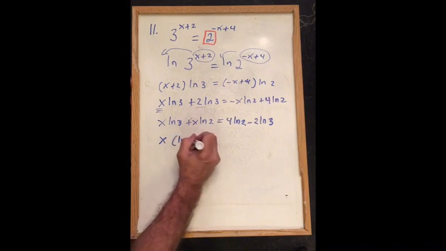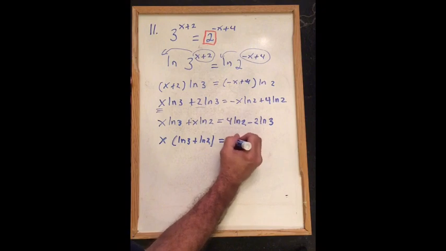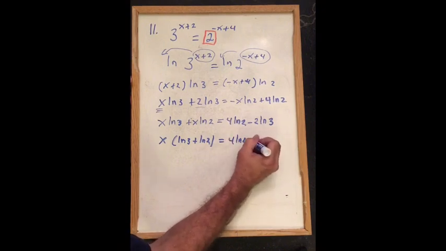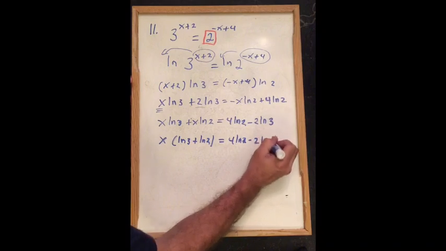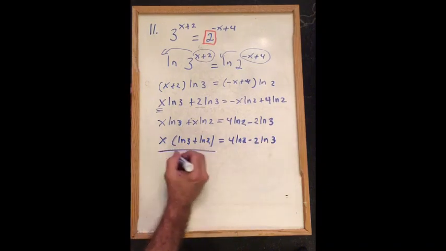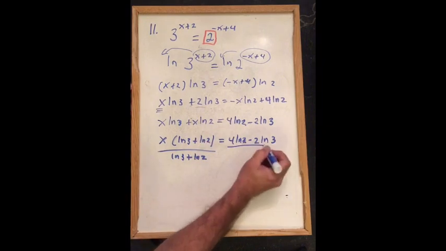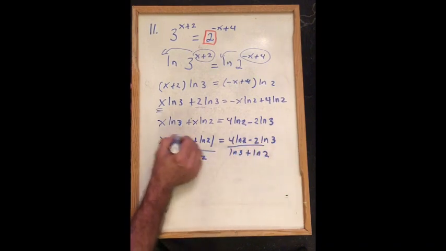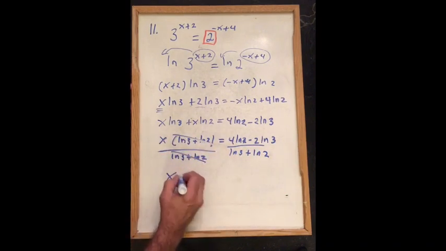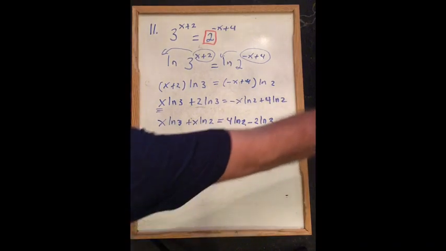x times ln of 3 plus ln of 2 is equal to 4 ln of 2 minus 2 ln of 3, and then I'll just divide both sides by the ln of 3 plus the ln of 2. These will cancel, and x will be equal to that, which you'll have to punch into your calculator.